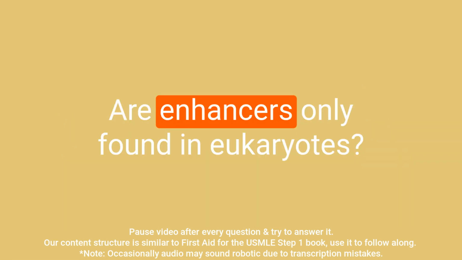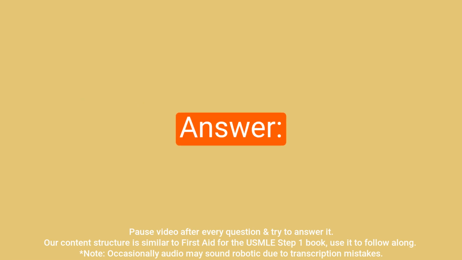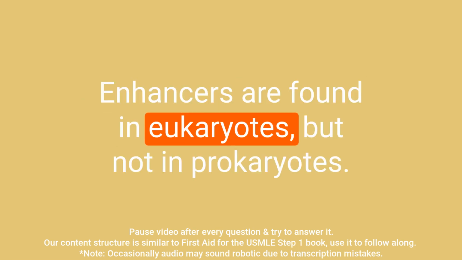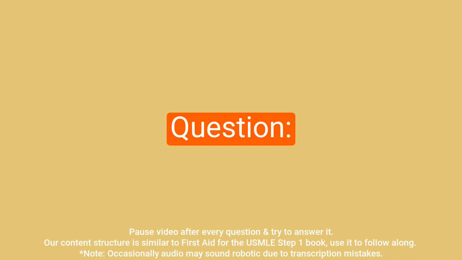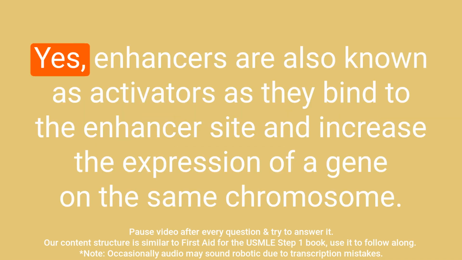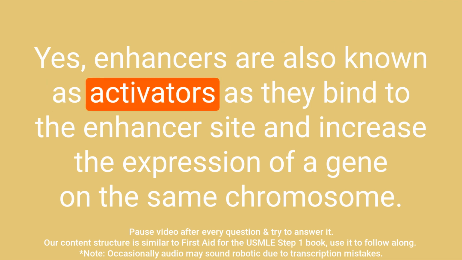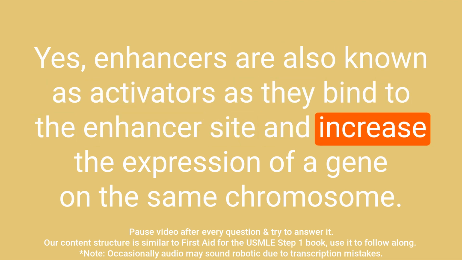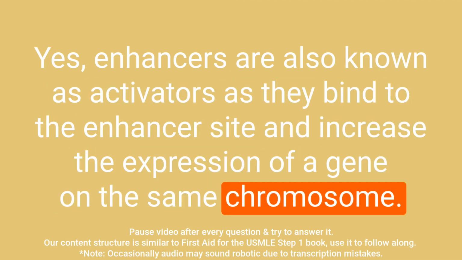Question: are enhancers only found in eukaryotes? Answer: enhancers are found in eukaryotes, but not in prokaryotes. Question: can enhancers also be called activators? Answer: yes, enhancers are also known as activators as they bind to the enhancer site and increase the expression of a gene on the same chromosome.